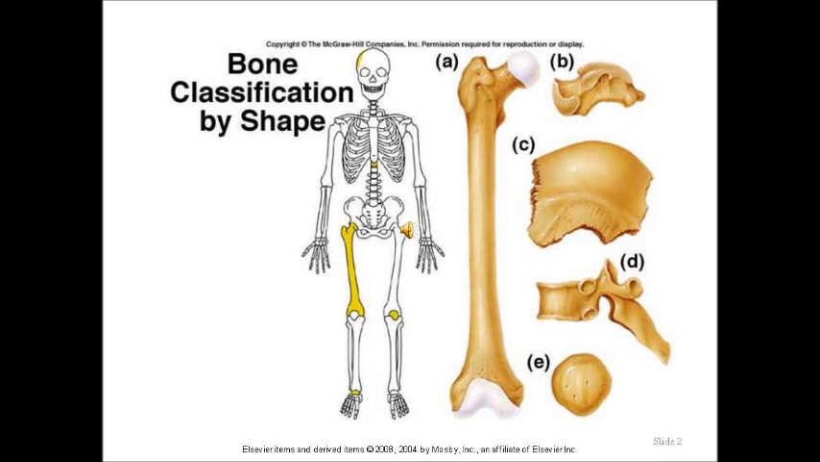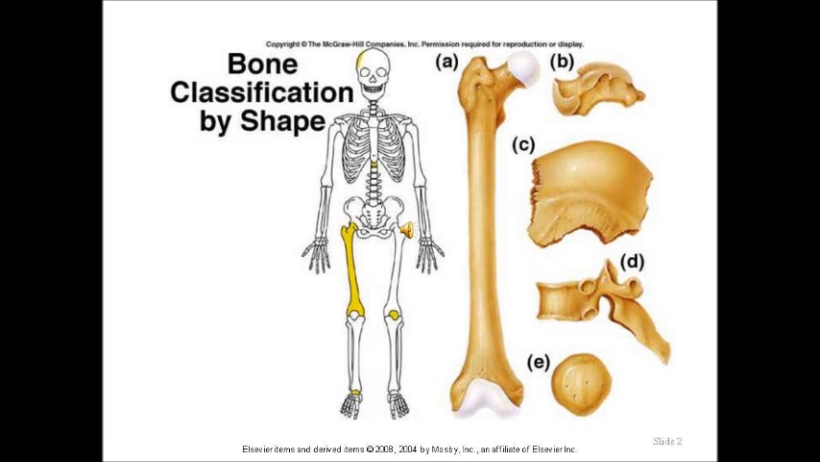There's 5 functions. Number 1 is supports, to provide the body with support, and of course the skeletal shape gives us the human shape as well. Next is protects. That's number 2. Protects internal organs, and the axial skeleton is very important in that function.